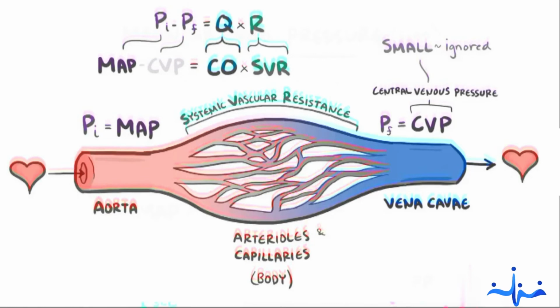Based on this relationship, you can see why an increase in resistance, for example, which is mostly caused by arterial vasoconstriction, will cause the blood pressure to rise.